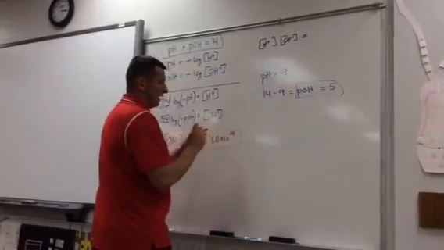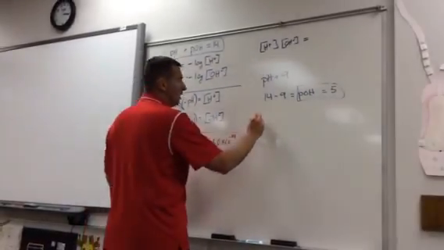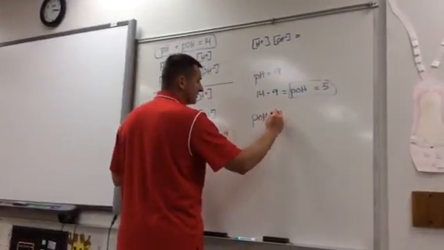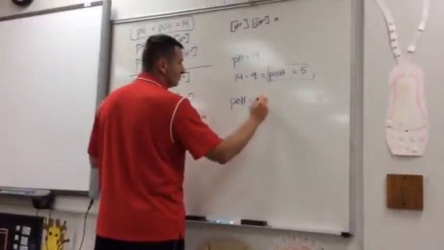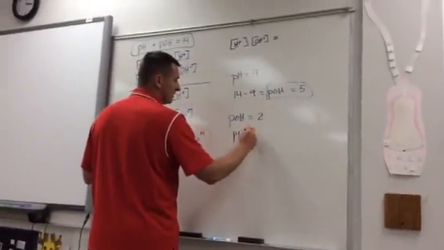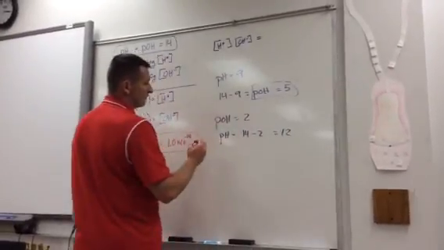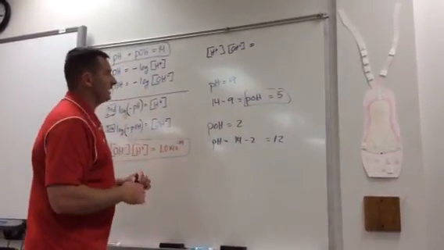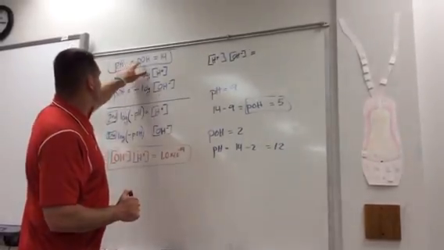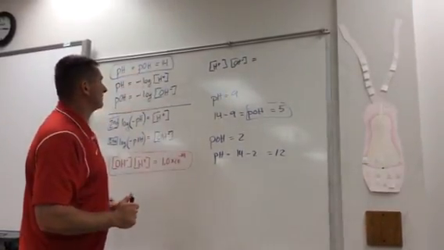Anytime you're given the pOH and you're asked for the pH, say the pOH is 2 and I want the pH, it's 14 minus 2 equals 12, so the pH would equal 12. Anytime I'm given one of these two, I can always solve for the other one by subtracting from 14.